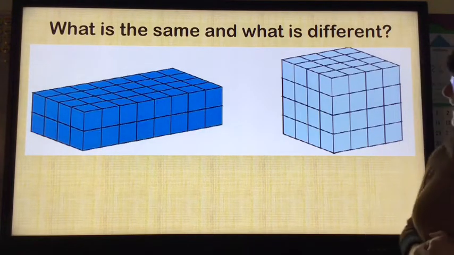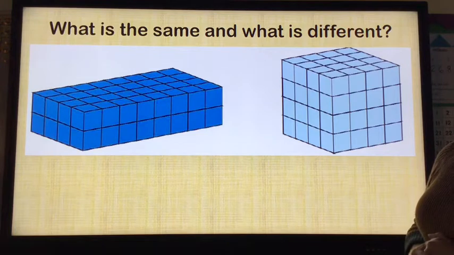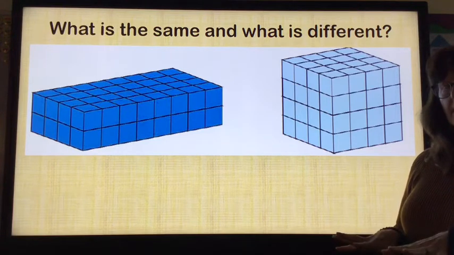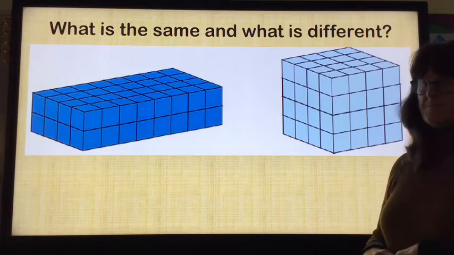Now, have a look at these 2 3D shapes. What is the same and what is different? Stop the video. Have a little think. You might need to do some working out as well.